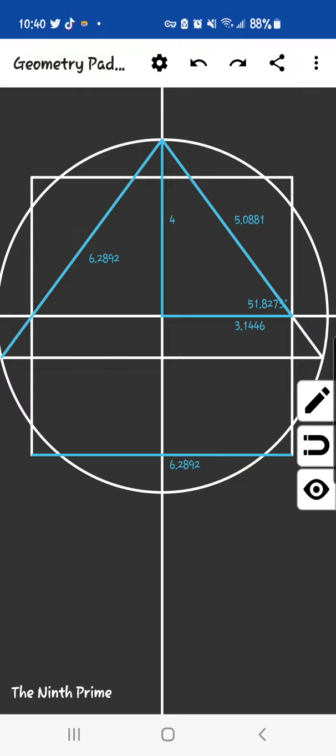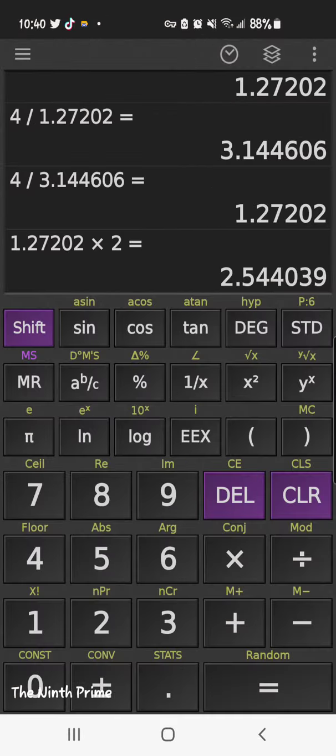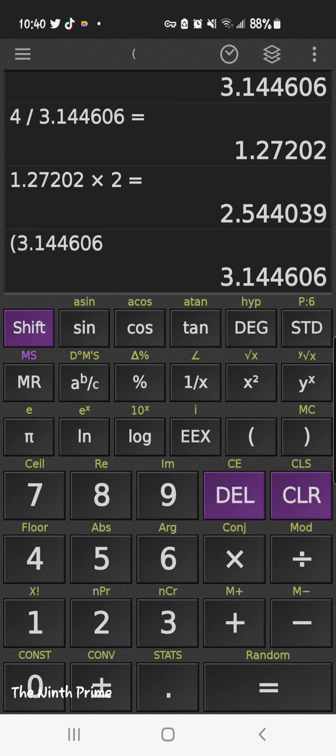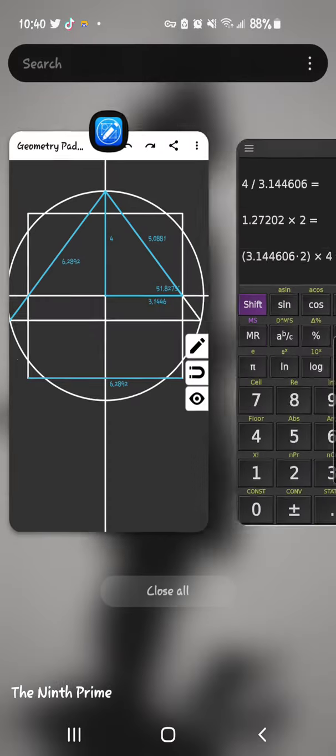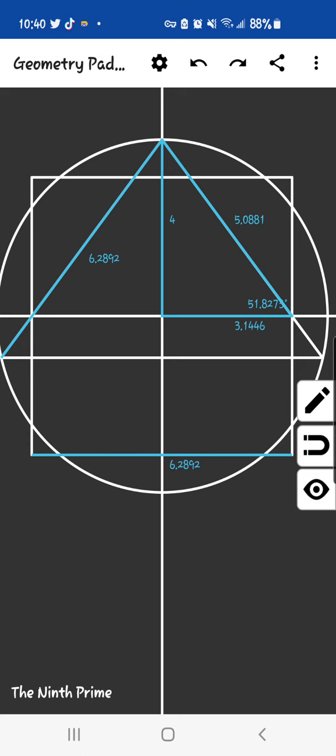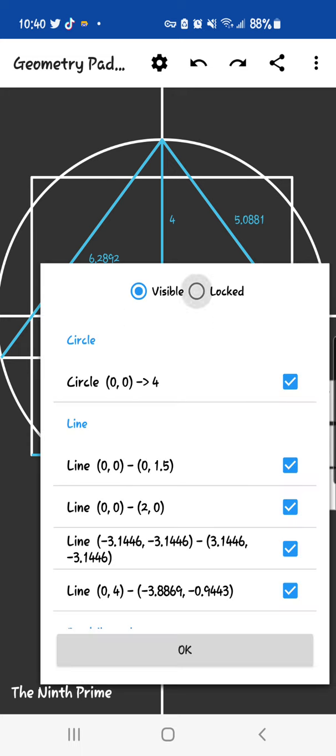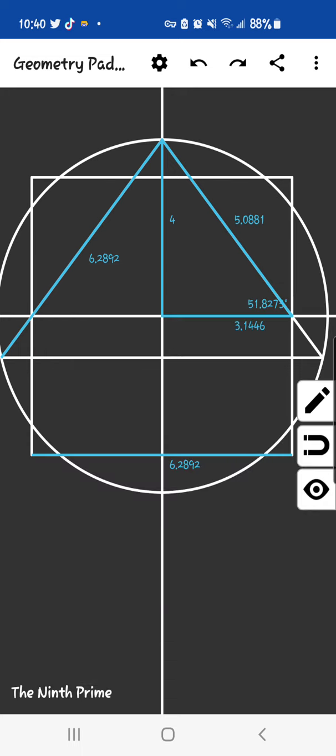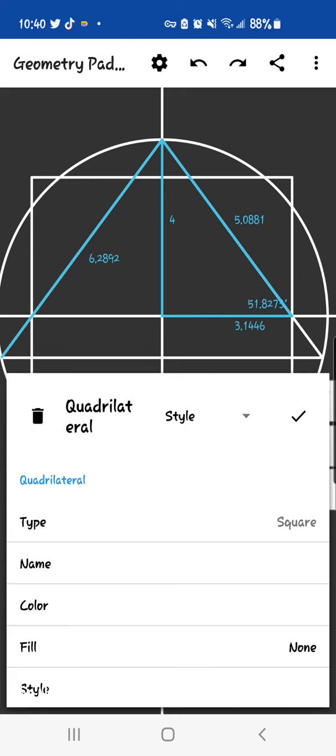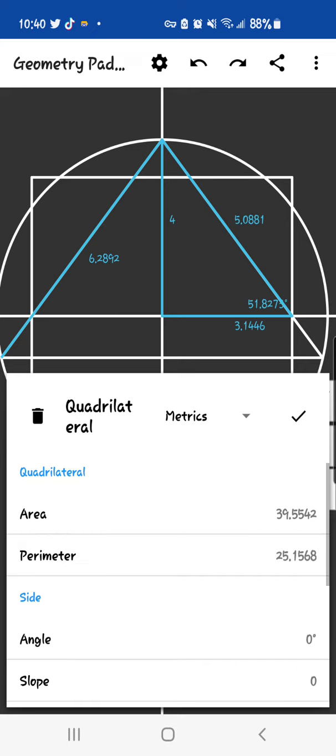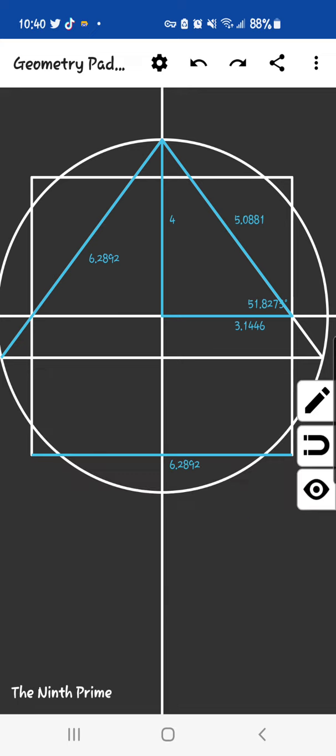So if I were to do, let's say, because it's a full one, and then multiplied by 4, it should give us 2515. If I unlock the square right there and we check the metrics, we see the parameter shows 2515.